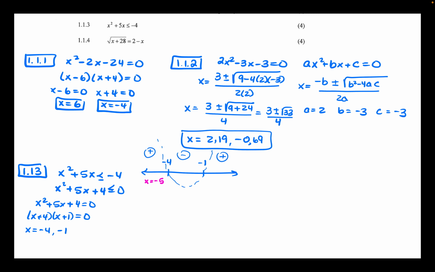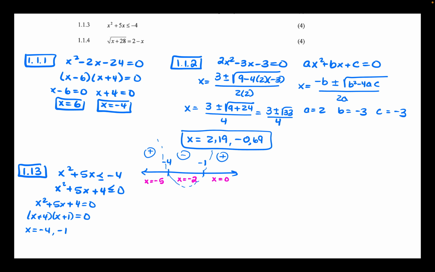So in the section where x is less than negative 4, we could say x is negative 5. In the section between negative 4 and negative 1, we could say x is negative 2. And greater than negative 1, we could say x is 0. And if it's true for these test points, it will be true for all the values in those regions.